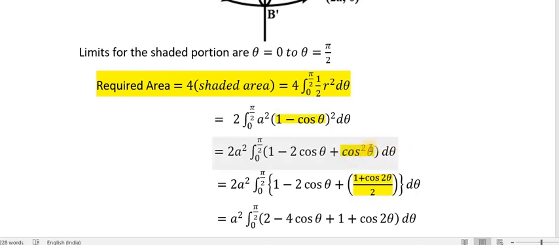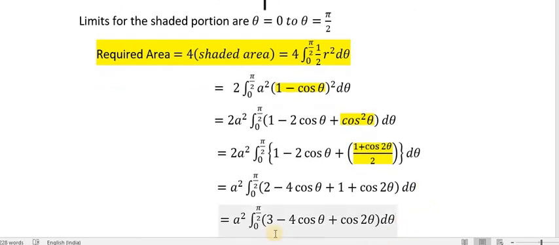Now cos square theta you reduce by using the half angle formula. So we get this one as 1 plus cos 2 theta by 2, and the integral is 2a square integral 0 to pi by 2 1 minus 2 cos theta plus 1 plus cos 2 theta by 2 d theta. Now we take LCM, so we get 2 minus 4 cos theta plus 1 plus cos 2 theta d theta, and further simplifying this we get a square integral 0 to pi by 2 3 minus 4 cos theta plus cos 2 theta d theta.